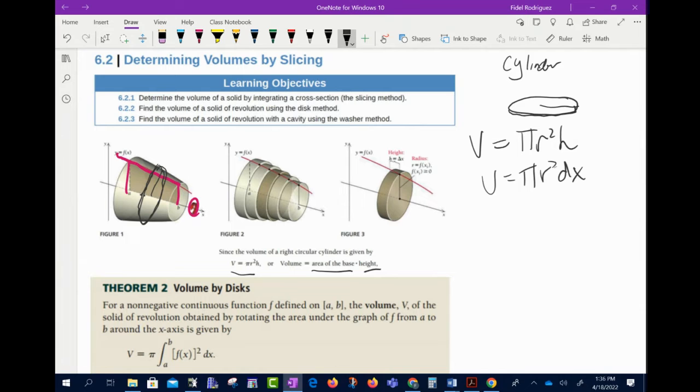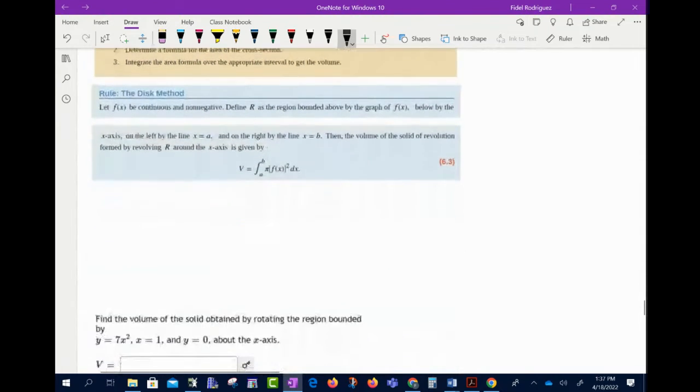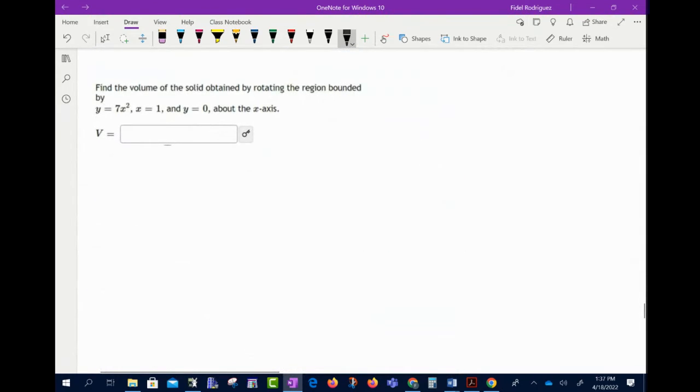Okay. All right. So I have a little theorem right here. The way we're going to find our volume by disks, y'all, is we're going to find the volume of a solid of revolution rotated by the area under the graph of f from A to B, and it's going to be pi times the integral from A to B of f of x squared times dx. The f of x is always going to be my radius, okay? So let's see if we can figure out how to do the first problem here. And I'm going to walk you all through the process just so that you get an idea.